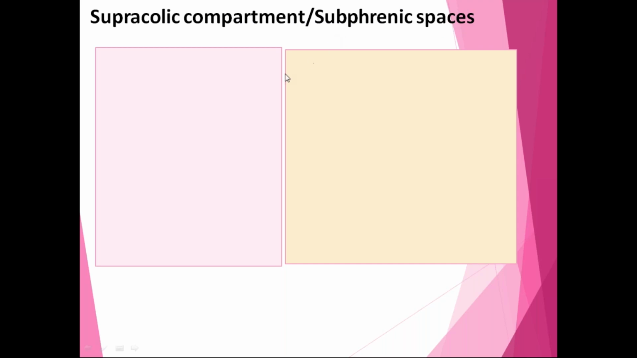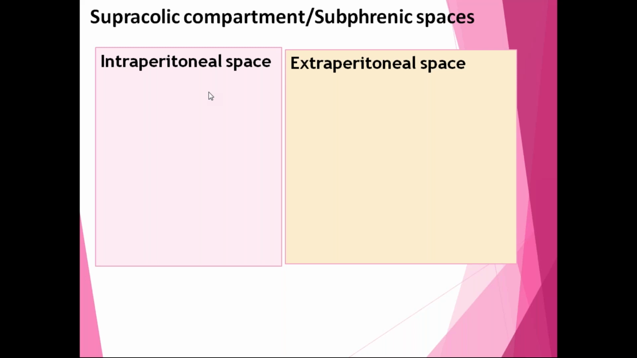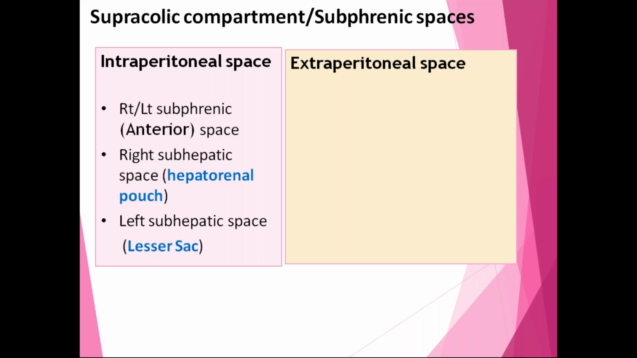It is also otherwise called subphrenic spaces. So it has the intraperitoneal space and extraperitoneal space. In the intraperitoneal space, there are four. We are dividing the intraperitoneal space into the space below the diaphragm and the space below the liver. The space below the diaphragm we call subphrenic space. So you have right and left subphrenic space, and the space below the liver is called subhepatic space. There are two, right and left subhepatic space.